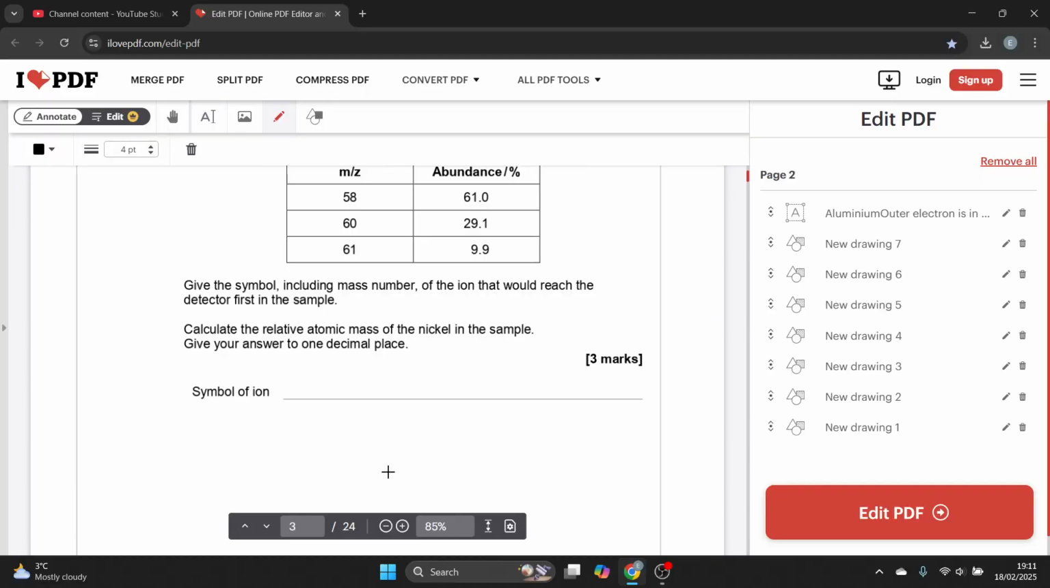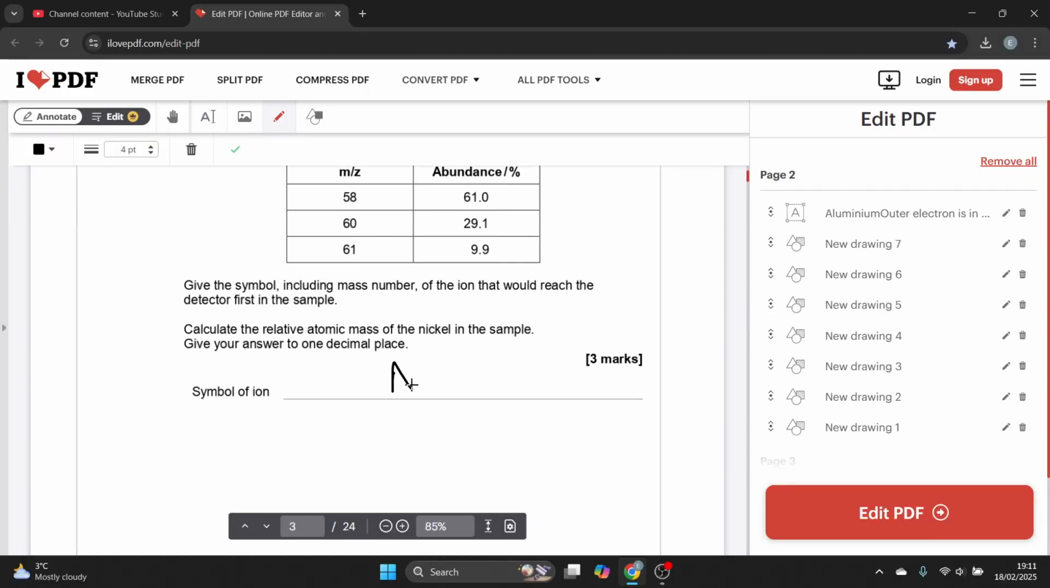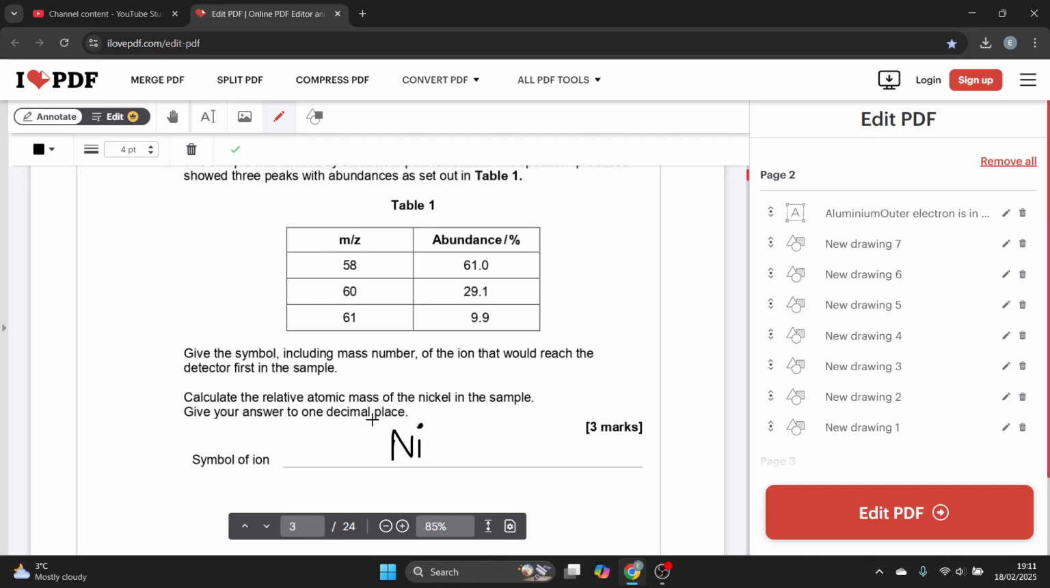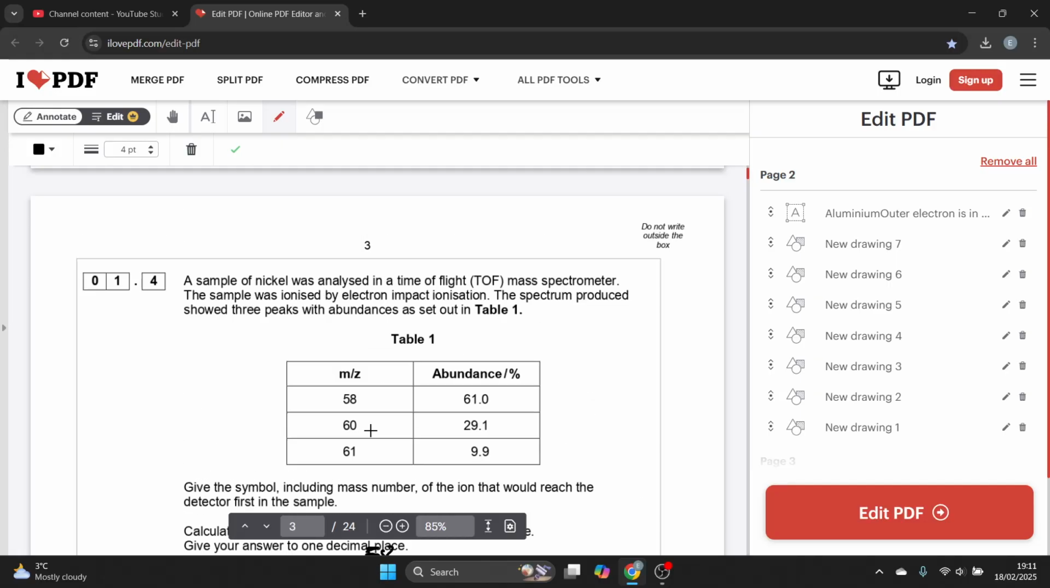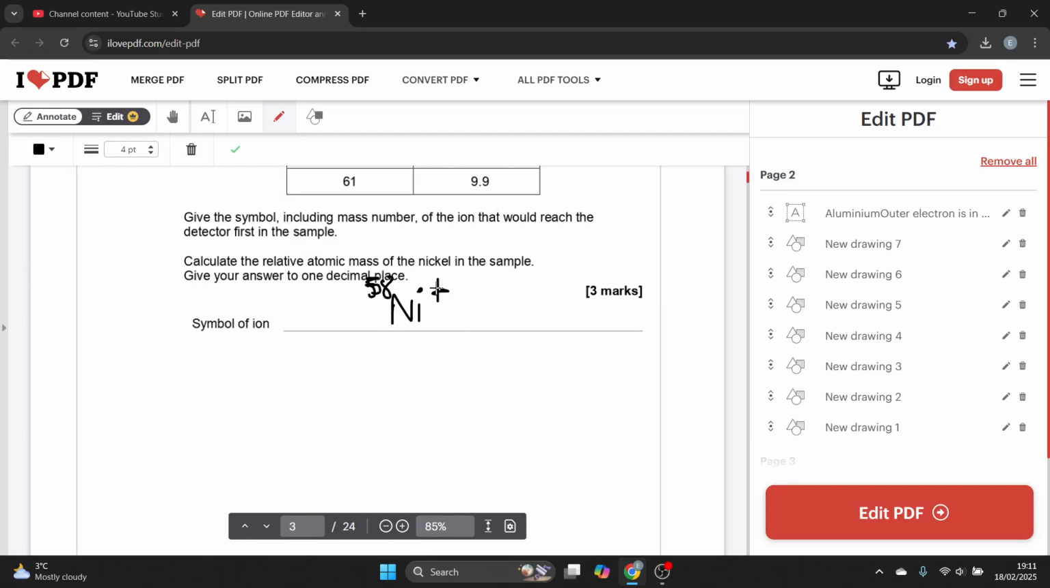Symbols: increasing mass number of iron that reaches the detector first. Well, I know it's nickel, so it's going to be Ni. The mass number first is going to be 58 Ni. And because it was electron impact, 58 Ni plus.